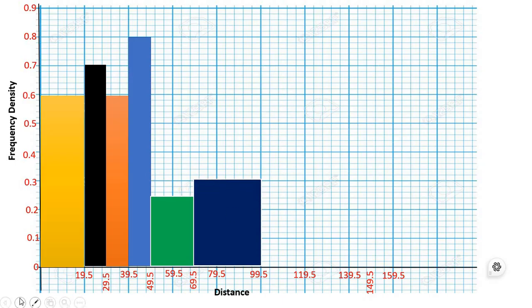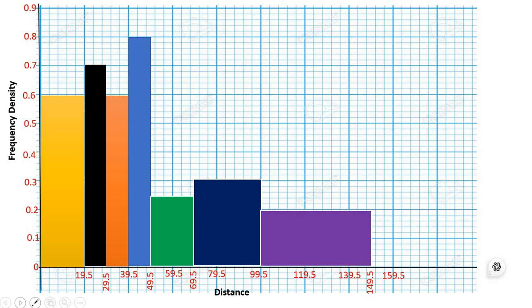The last one ranges from 99.5 to 149.5. The class size is 50, the highest class size. So from 99.5 to 149.5, the frequency density is 0.2. So you can see that the class sizes are not the same.